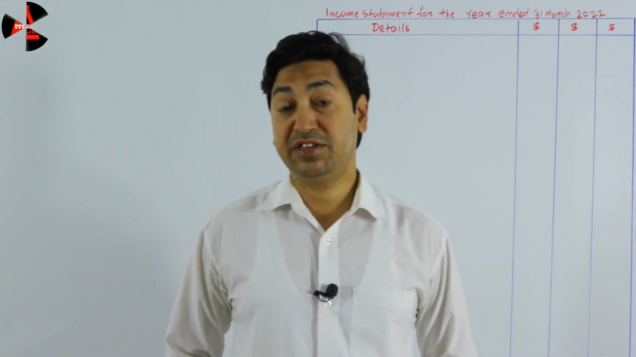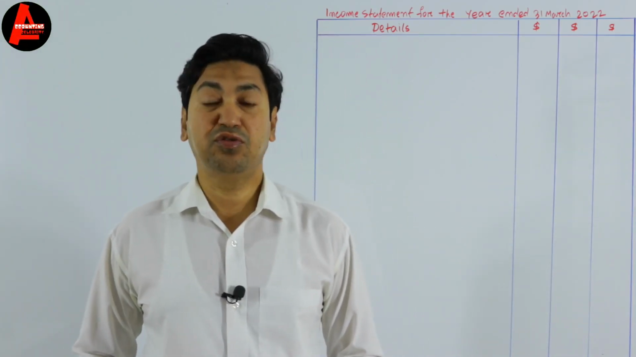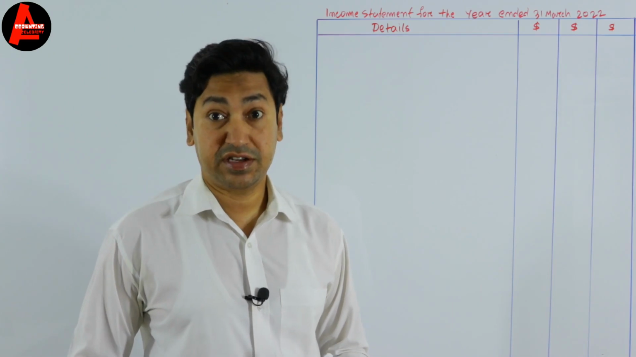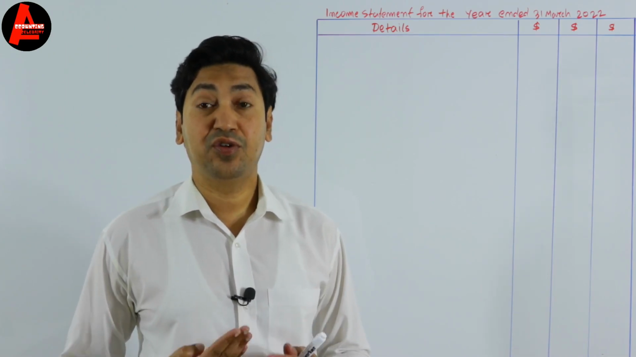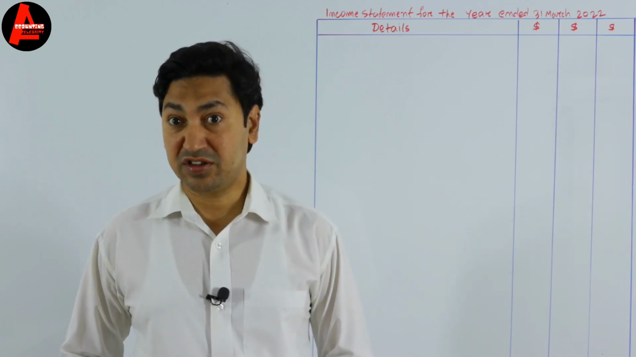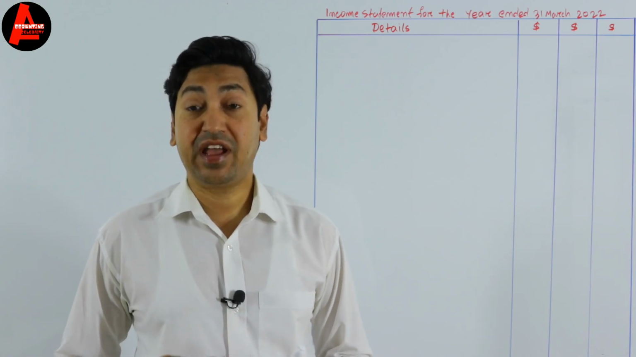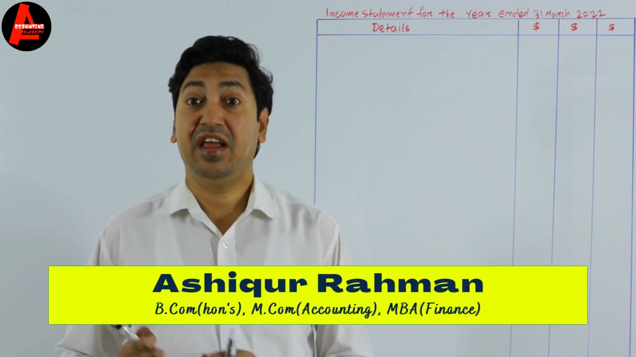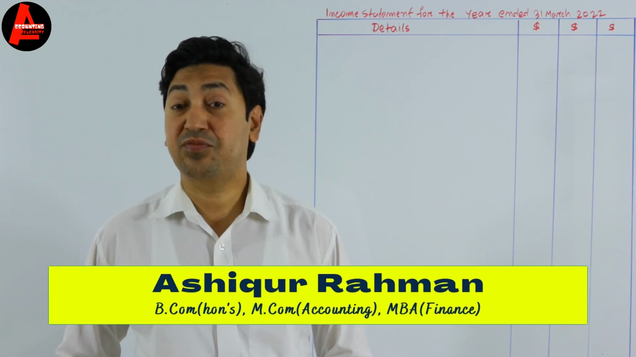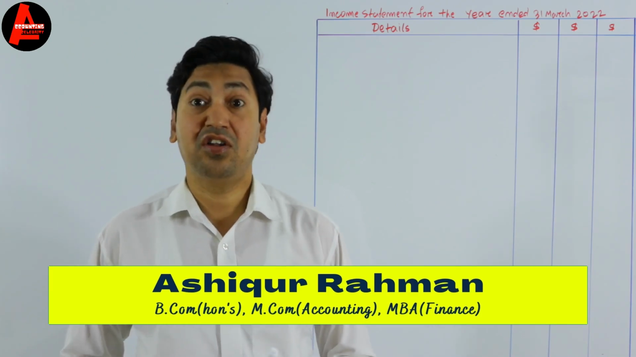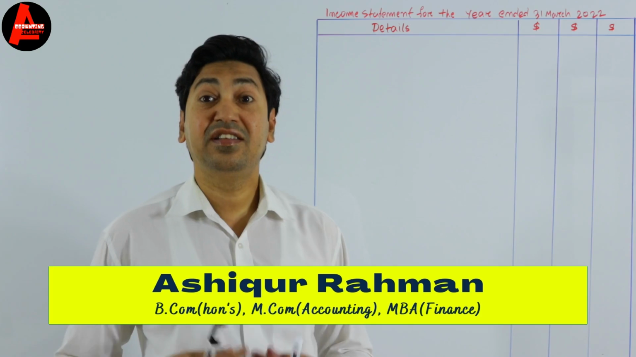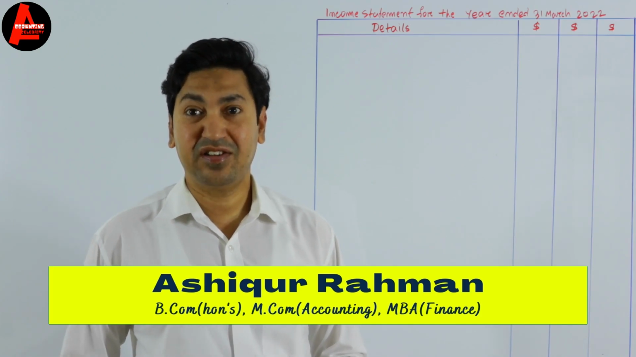A sole trader's income statement consists of two sections. In the first section, we calculate gross profit or gross loss. This is the trading account section. In the second part, we calculate profit for the year or loss for the year. This is the profit and loss account section.